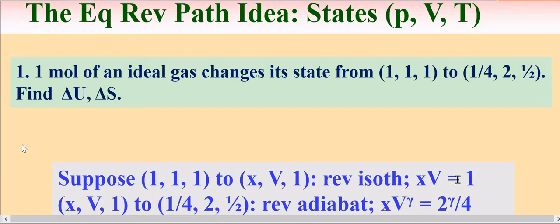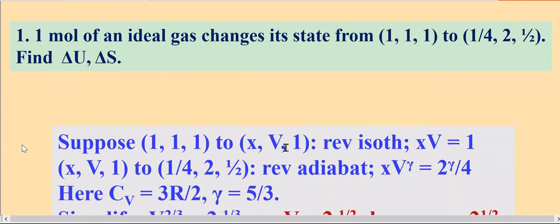PV is constant, 1 into 1 is 1, which means it obeys Boyle's law. It's the reversible isotherm. So, you go to an unknown pressure and volume, and you try to find this unknown pressure and volume. And then from x, v, 1, you go to the final state via a reversible adiabat, which has to be an expansion because the temperature reduces. And here you have the working relation that pressure into volume to the power gamma is constant. So what is here?